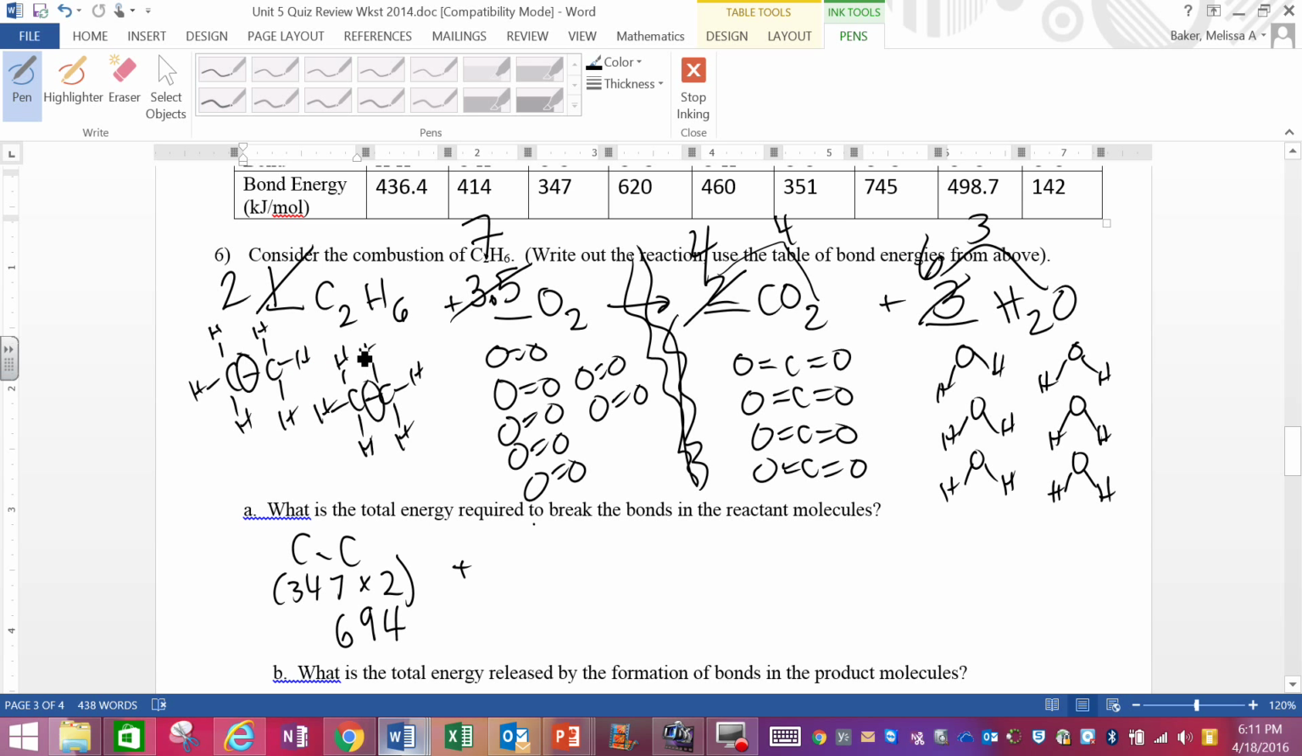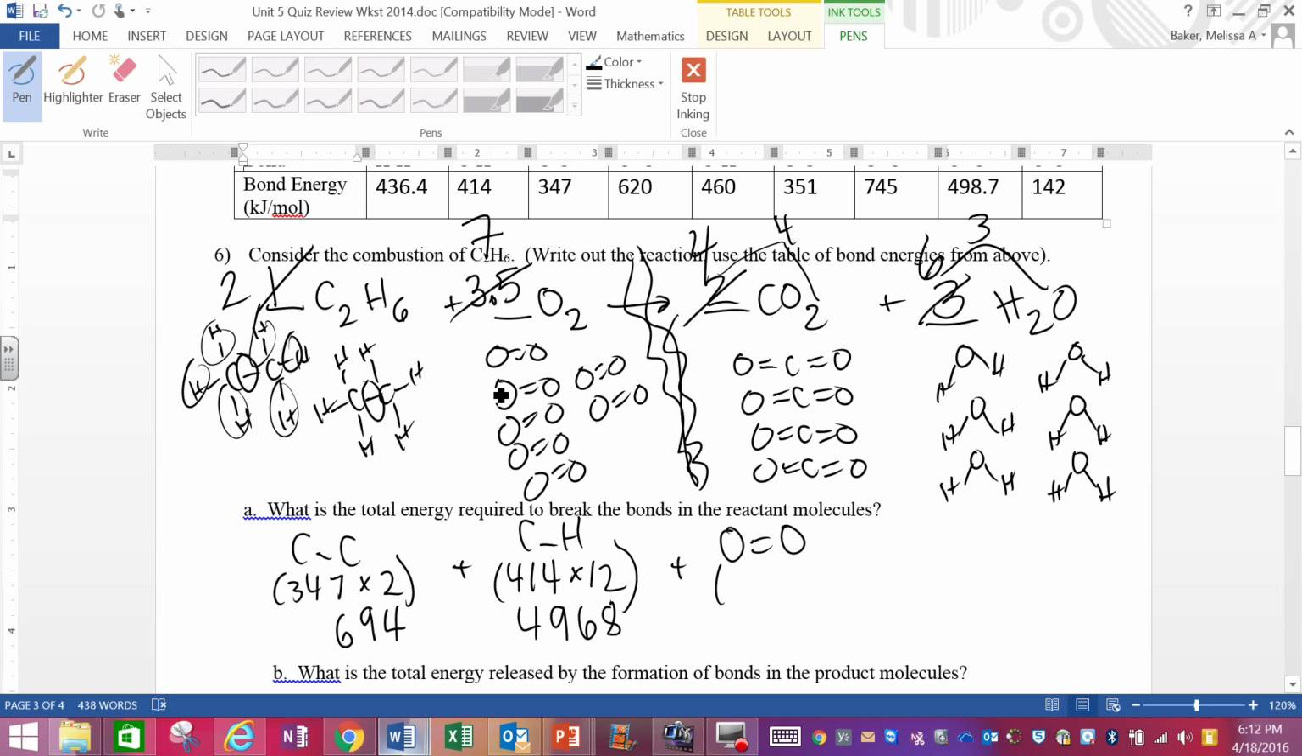Plus, how many CH bonds do we need to break? I'm going to count them. 1, 2, 3, 4, 5, 6 for each molecule, so that's 12. According to the table, it takes 414 kilojoules per mole for each one, multiplied by 12 of them, that's 4,968 kilojoules per mole. Plus, we got to break these 7 double bonded oxygens.